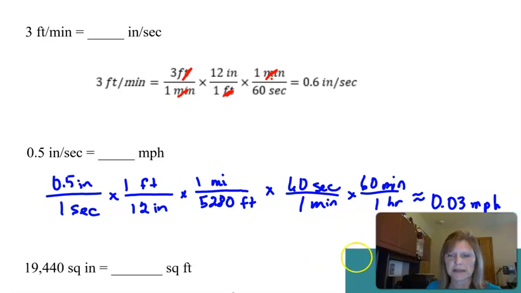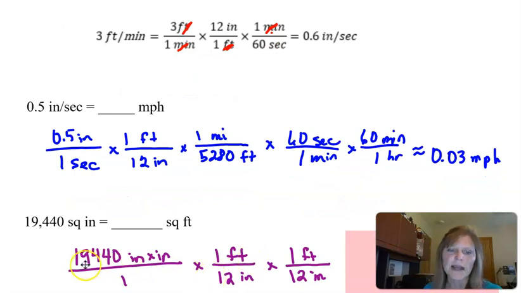So let me get this down over here and see if I can make it cooperate. It's not very cooperative today. All right, so I'm just going to show you my answer here. I have to take that 19,440 inches by inches, wrote it twice, right? Because there's 2 of them times itself.